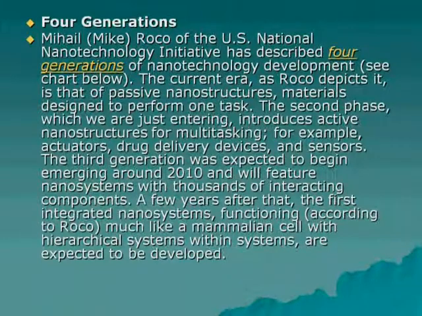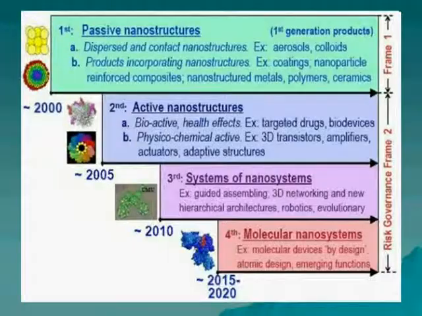Four generations are described by Mihail Roco of the NNI, which include different eras. The current era, as Roco depicts it, is that of passive nanostructured materials. The second phase, which we are just entering, introduces active nanostructures for multitasking, like actuators, drug delivery devices, etc. Now you can see the figure. The four types are explained with the help of an example.